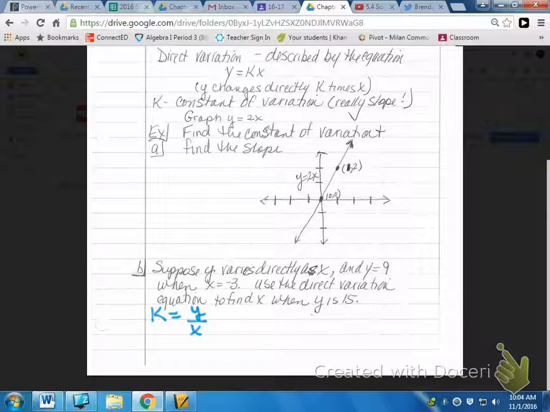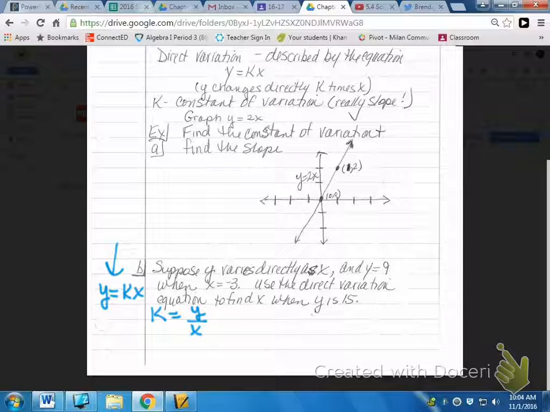If you want to see where I got that, let's think about the original equation I had written there before. See that? y equals kx. How would you solve for k? Right here. How would we solve for k? Ethan? Divide both sides by x. And that's how you find it.